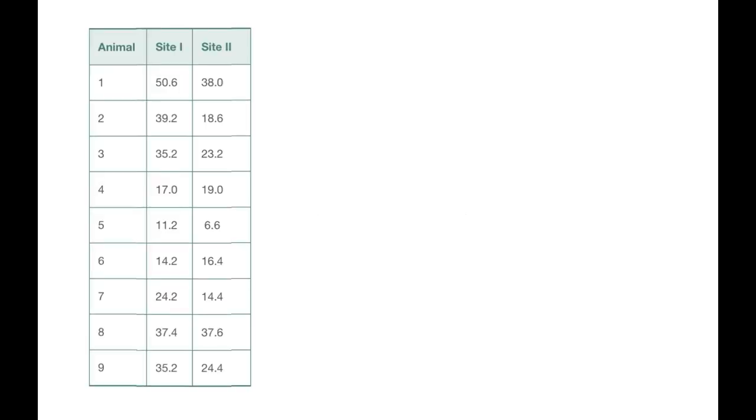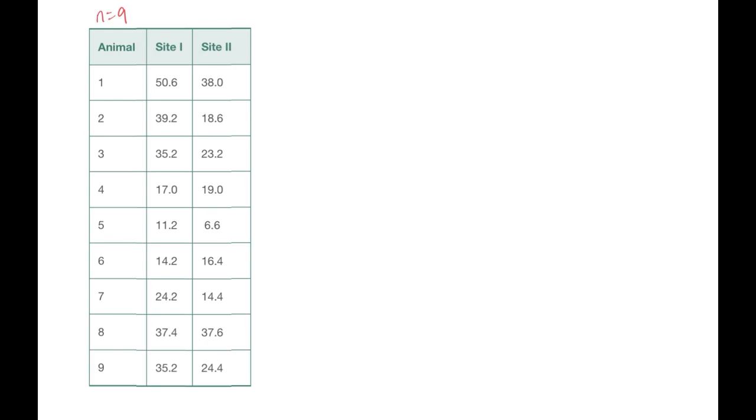So here's our data. We can see, first of all, that we've got n equal 9. There are 9 animals, and each one has this measurement taken at site 1 and site 2. So that's what makes it paired data, just as a reminder. And so here's the approach we're going to take.